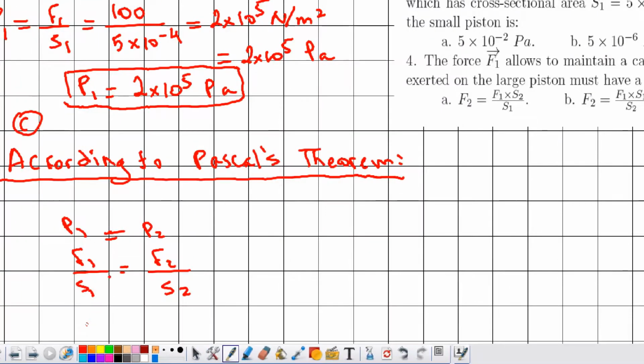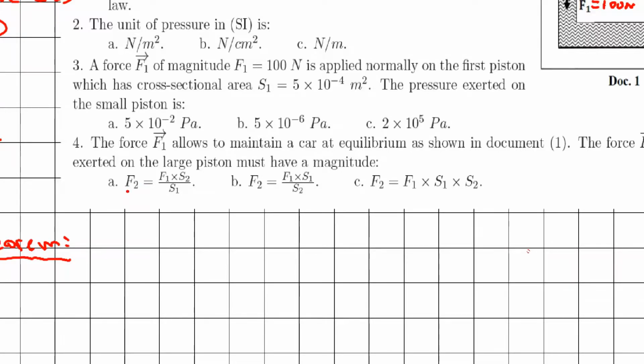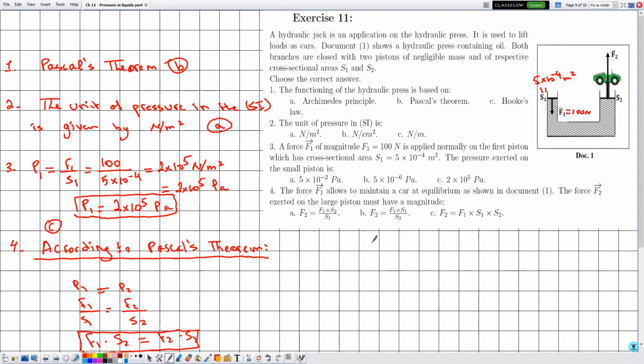Now here, if we cross multiply, we have that F1 multiplied by S2 is equal to F2 multiplied by S1. So this is the correct expression. Now we need to convert these expressions into the following form, so we need to get rid of the denominators. Here F2 is not divided by anything, so it's divided by 1. So if we cross multiply, then we have F2 multiplied by S1 is equal to F1 multiplied by S2. So this is for A.